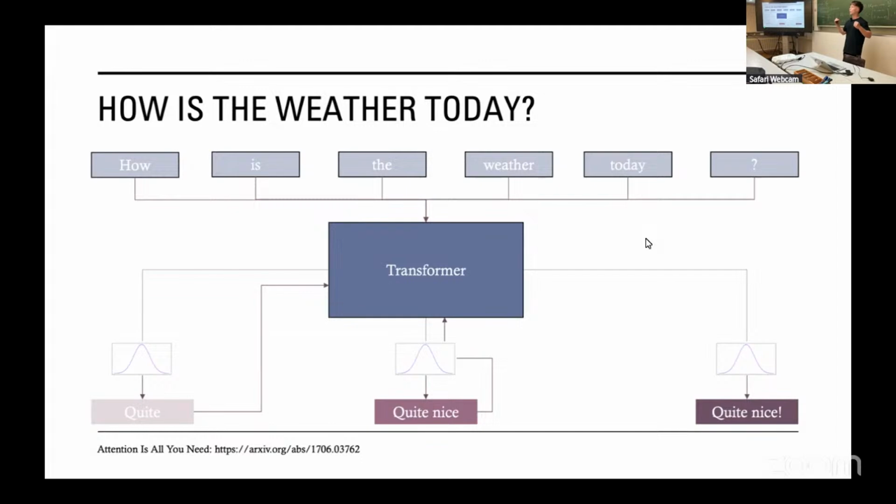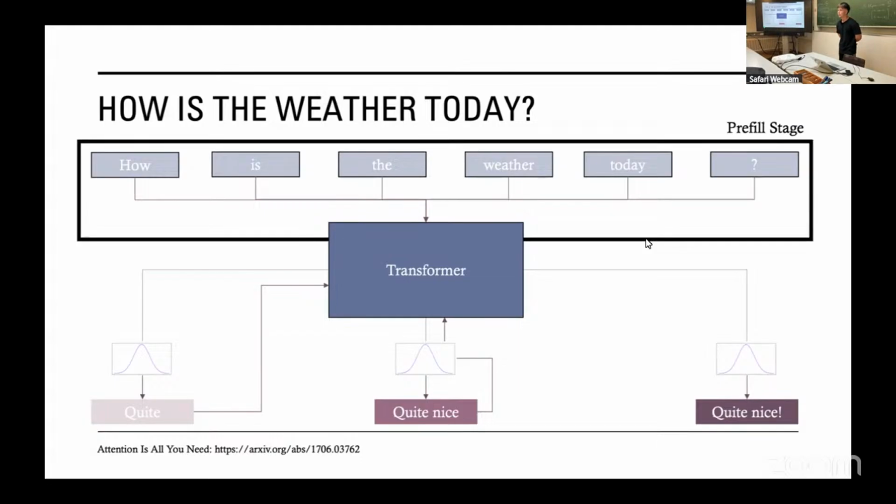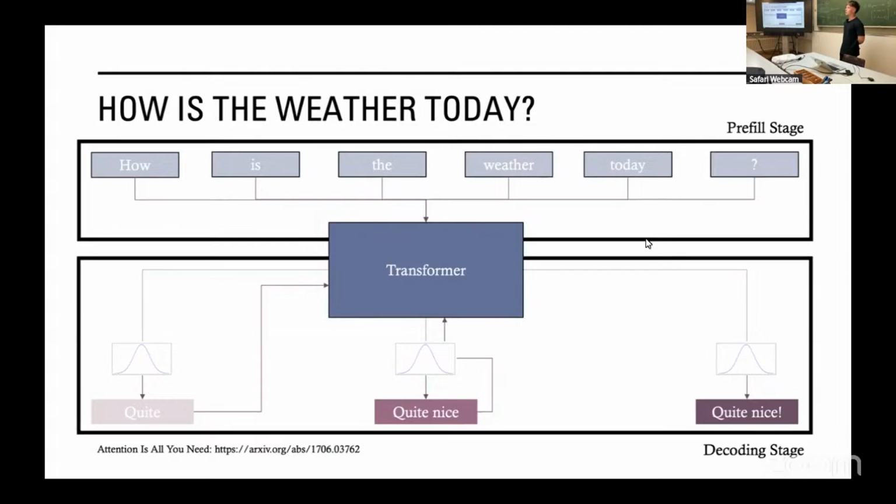All the sentence is going to be broken apart and processed, and afterwards, in an autoregressive manner, we're going to output word after word, which should give a good answer. The first part of this transformer is called the prefill stage, and the last part is called the decoding stage.